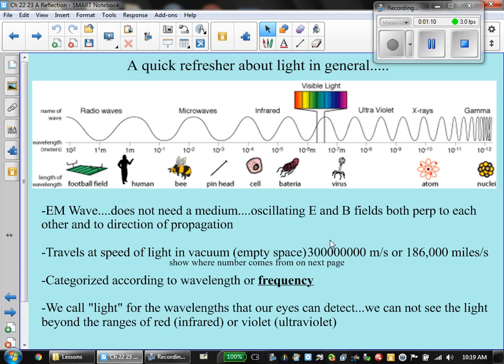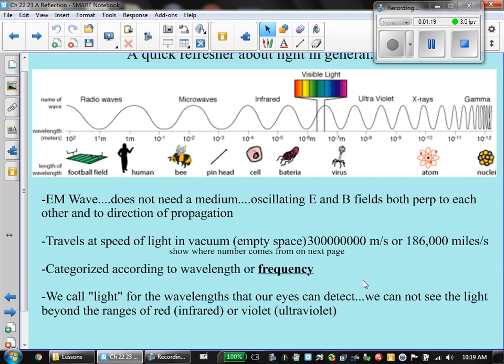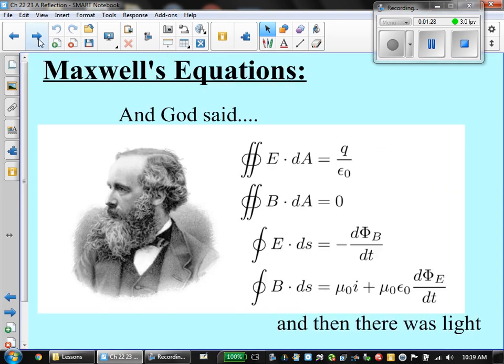The other thing to remember is that the speed of light is a fixed value in vacuum. So in empty space, it travels 3 times 10 to the 8 meters per second, or an incredible 186,000 miles per second. And again, we'll talk about that a little bit later as well. All of this is considered to be light in physics. We talk about visible light and all these other forms of radiation we also describe as light.